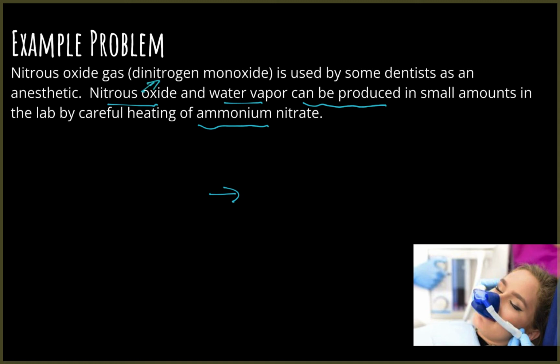So nitrous oxide, again, is dinitrogen monoxide, N2O, and this is a gas. And water vapor, so water we know is H2O. If it's in the vapor form, that means it's a gas. And it's produced by heating ammonium nitrate. So ammonium, remember, is NH4 and it's a +1. Nitrate is NO3 and it's a -1. So NH4NO3, and that one it doesn't tell you specifically, but that's actually a solid. So when that's heated, that produces N2O gas and H2O.